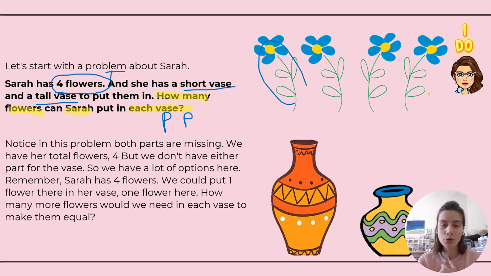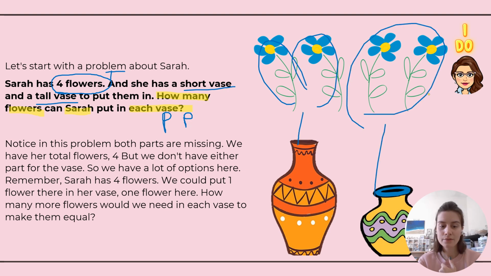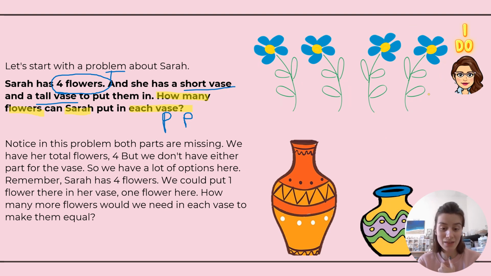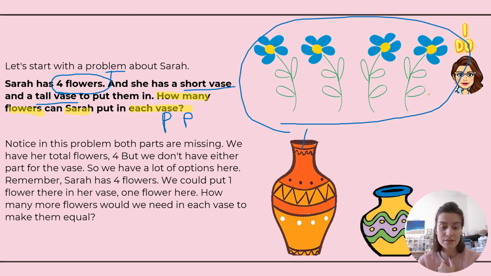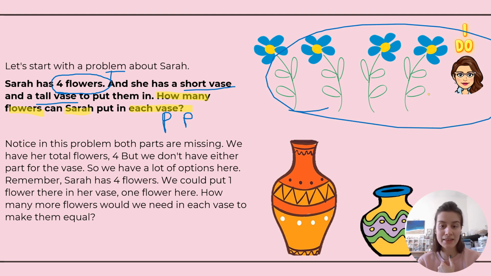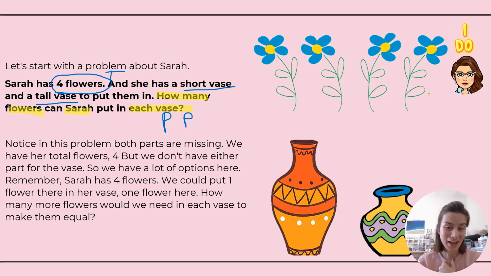Well, I could put 2 in each vase. I could put all 4 in the larger vase. I could put all 4 in the smaller vase. I could put 3 in the larger vase and 1 in the smaller, or vice versa. So that is showing how I could show this, right?